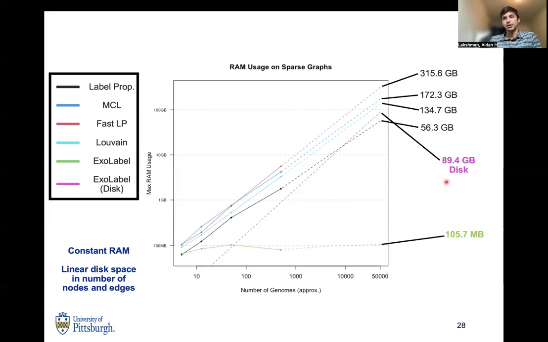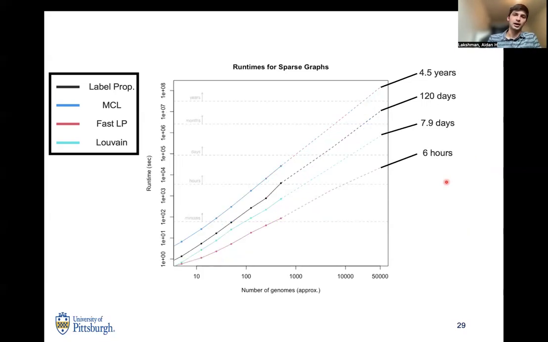And any people that are used to working on disk at this point are probably very ready for the next slide, which is the runtime, right? Disk space is notoriously slow. That's why a lot of algorithms move to RAM. It's much faster. But it turns out that, at least on sparse graphs in this synthetic case, EXO-label still tends to outscale larger algorithms.